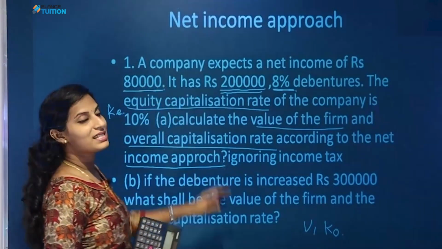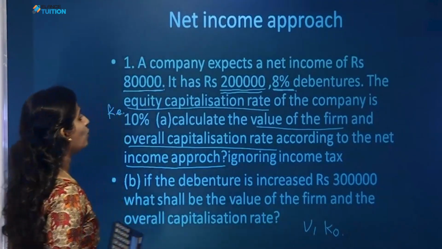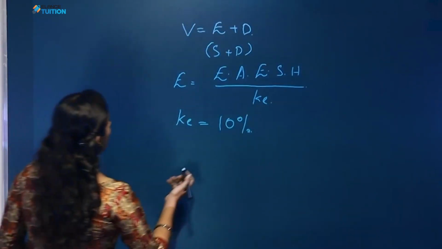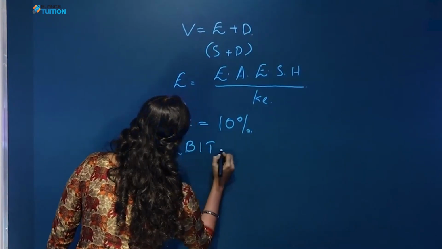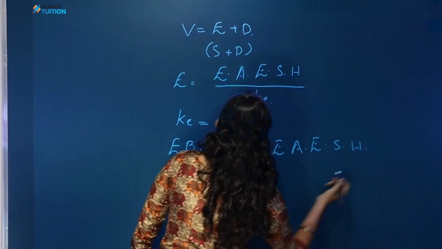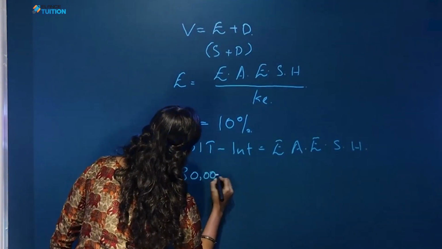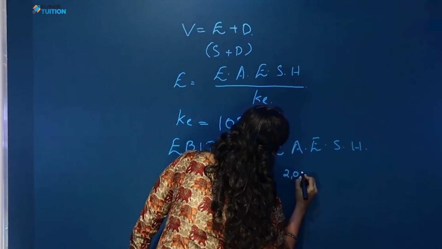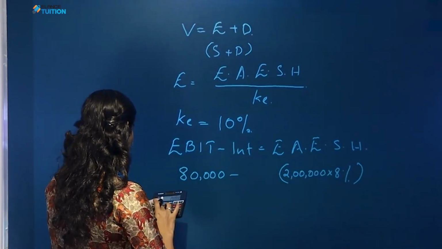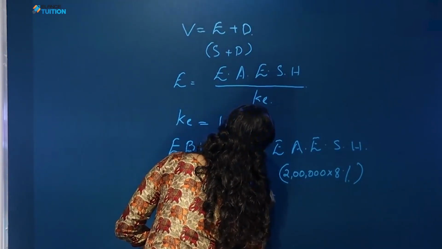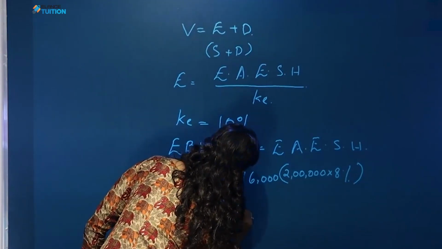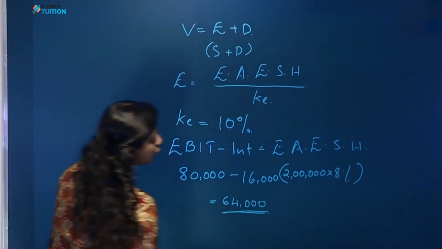So EBIT minus interest is earnings available to equity shareholders and interest rate is given, that is 8%. And debenture value is 2 lakh. So EBIT minus interest is earnings available to equity shareholders. So here EBIT is 80,000 and interest, it is 8% of 2 lakh. So 2 lakh into 8 by 100 and that is 16,000. So 80,000 minus 16,000 and 64,000 is earnings available to equity shareholders.